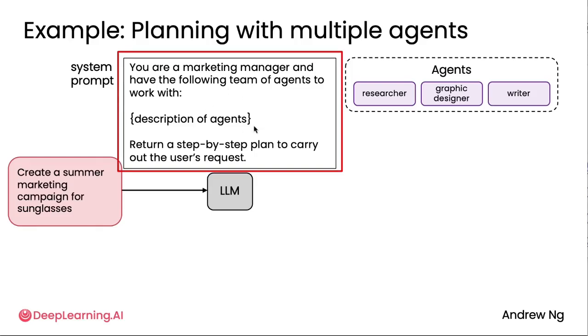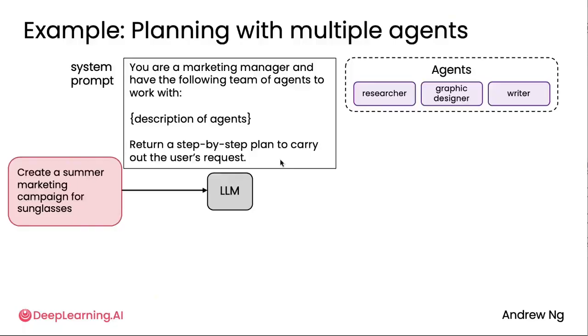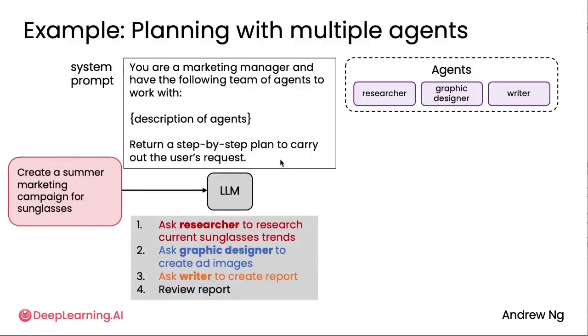And this is very much similar to what we're doing with planning using tools, except the tools, the green boxes, are replaced with agents, these purple boxes that the LM can call on. And then we'll ask it to return a step-by-step plan to carry out the user's request. And in this case, the LM may ask the researcher to research current sunglasses trends and then report back. Then it'll ask the graphic designer to create the images and then report back, then ask the writer to create a report. And then maybe the LM will choose to review or reflect on and improve the report one final time.